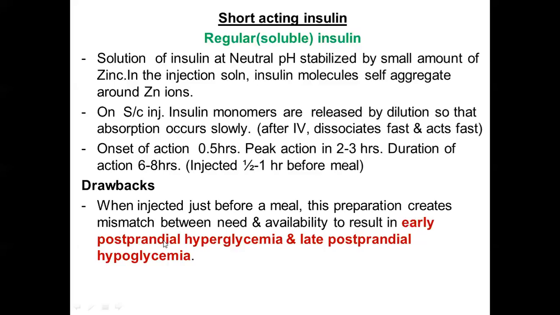So soon after food, what do you have? You have a rise in the glucose level. That is called postprandial hyperglycemia. And then the insulin will be acting on it, and then late you will sometimes have a postprandial hypoglycemia. So why are we saying this here?